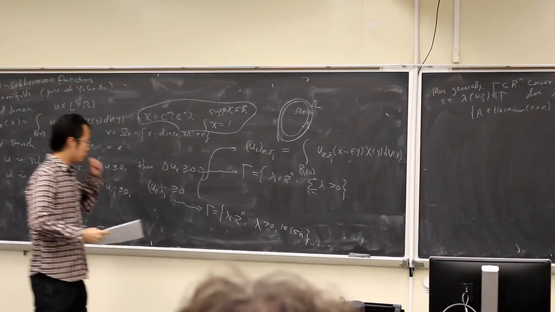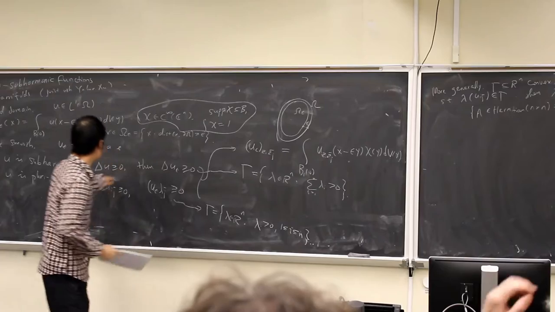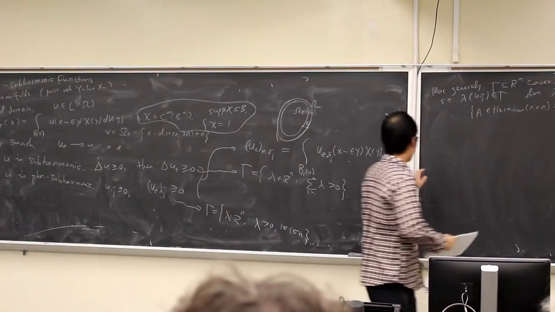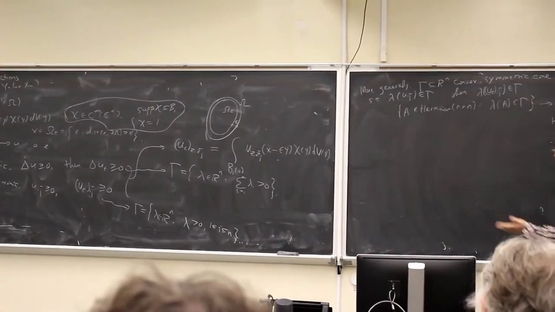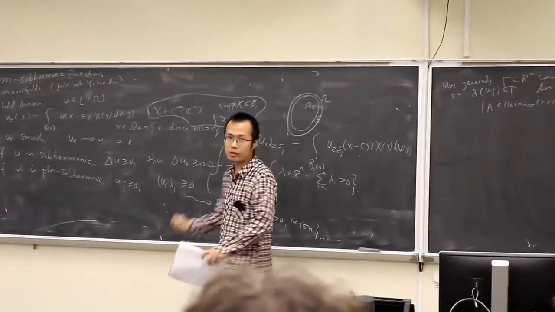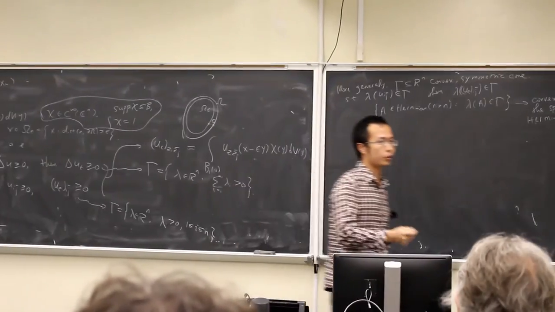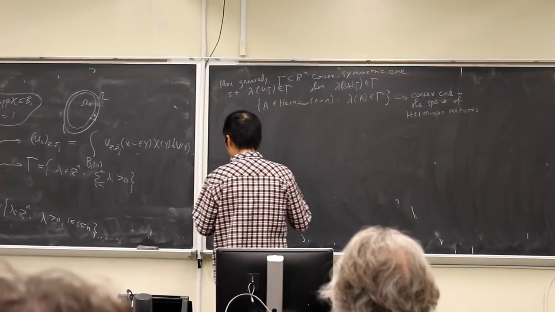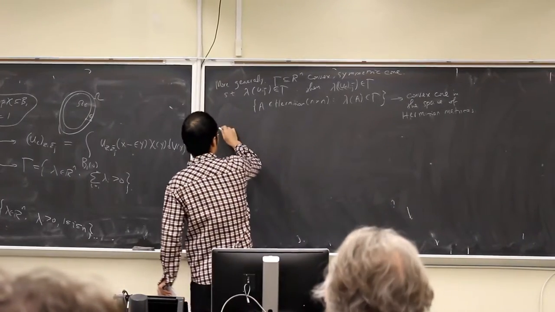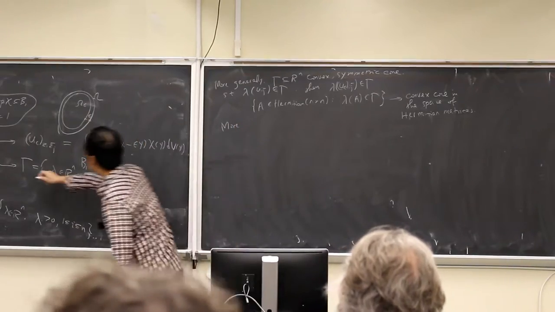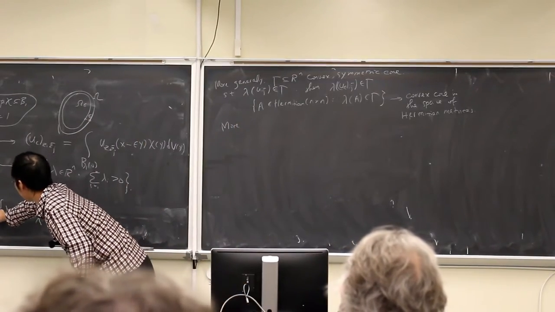Okay. So of course subharmonic is strictly larger than plurisubharmonic. And there are a lot of cones which are intermediate between them, and that's what is called m-subharmonic, where m is some integer between 1 and n. So there are more general cones. Let me call this gamma 1, and this gamma n.